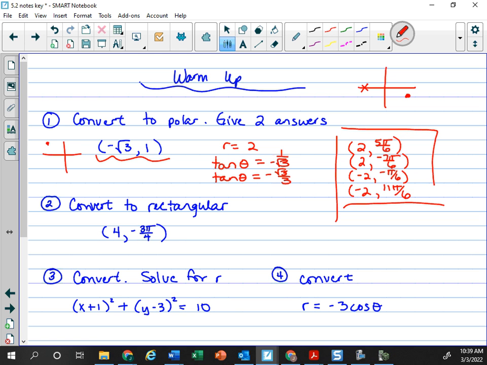Number 2, converting to rectangular. Remember, this is where for x, we just do r cosine theta. So 4 cosine of negative 3 pi over 4. Well, what is the cosine of negative 3 pi over 4? Yeah, negative root 2 over 2. So this is negative 2 root 2. Okay with that? What about the y?